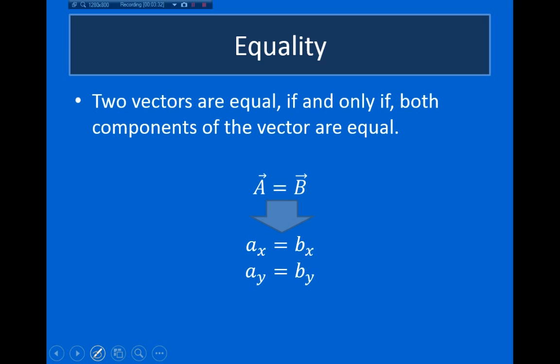Now, two vectors will be equal if and only if both of the components of the vectors are equal. So if I say vector A is equal to vector B, this means that the x component of vector A is equal to the x component of vector B, and the y component of vector A is equal to the y component of vector B.